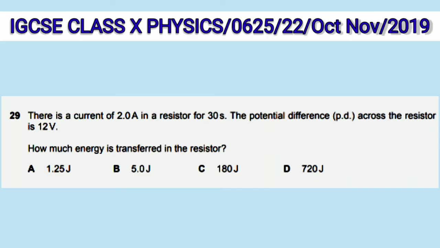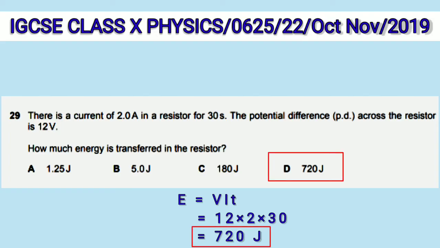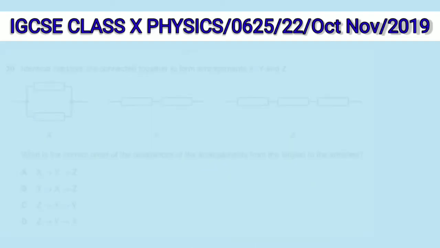Question 29. There is a current of 2 ampere in a resistor for 30 seconds. Potential difference across the resistor is 12 volts. How much energy is transferred in the resistor? Energy is equal to VIT. We will substitute the values of potential difference, current and time. On multiplication we get the answer 720 joules. So the correct answer is option D, 720 joules.